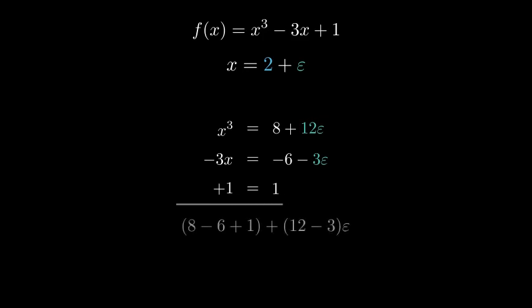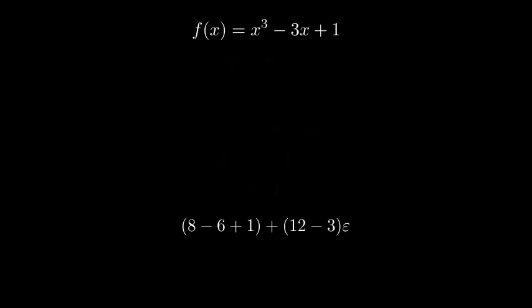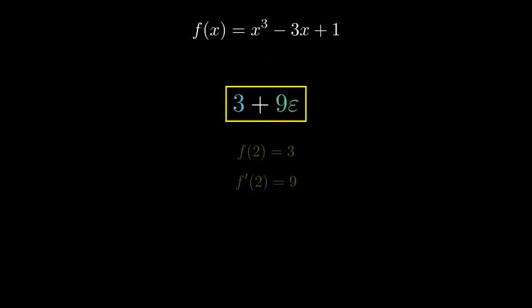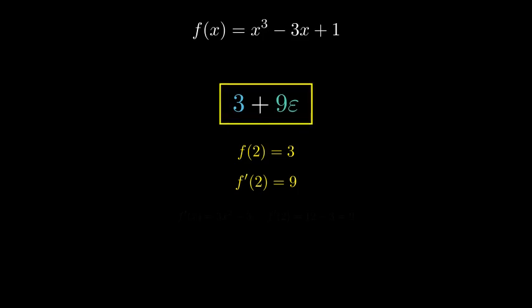Add the three pieces together. The real parts give 8 minus 6 plus 1, which is 3. The epsilon parts give 12 minus 3, which is 9. The answer is 3 plus 9 epsilon. Read it straight off. F of 2 is 3, the real part, and f prime of 2 is 9, the coefficient of epsilon. So the answer is just sitting there in the epsilon coefficient. Exactly. Check it by hand if you like. The derivative of f is 3x squared minus 3, and at x equals 2, that is 12 minus 3, which is 9.